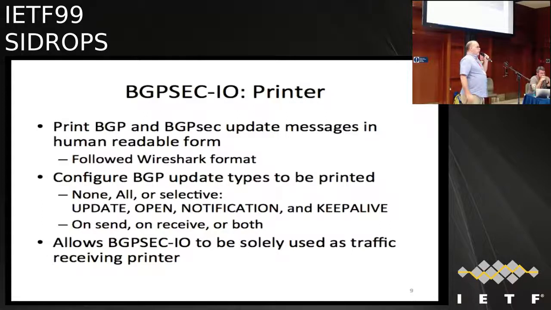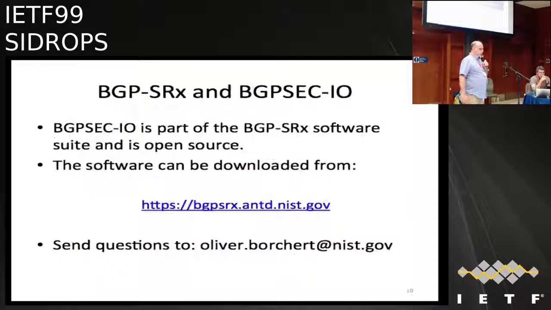And that's our printer. In this printer, you can basically also use BGPSecIO just as a sink. It doesn't produce any traffic. It keeps the session open and receives BGPSec traffic. And then I can filter on everything. I can filter, show me only the update, show me the open, show me notifications, show me keepalive, whatever you feel like. And as I said, you can have it on the receiving side. You also can have it on the sending side. So highly good for debugging. Next slide.